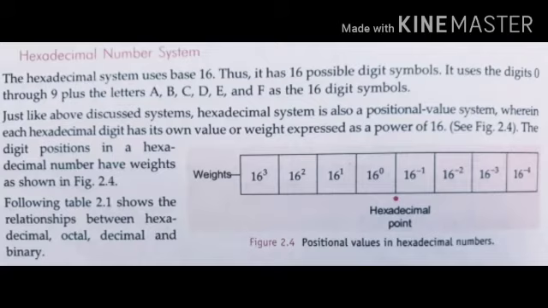Very much similar to the other number systems, the hexadecimal number system is also a positional value system wherein each hexadecimal digit has its own value or weight expressed as a power of 16 only.